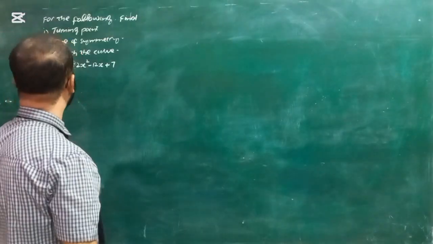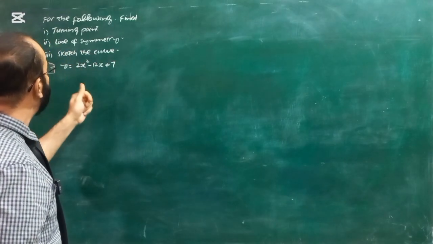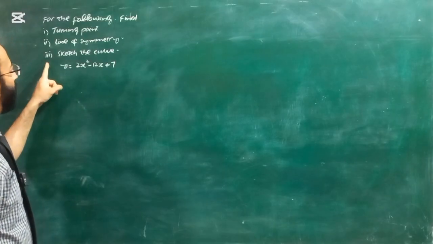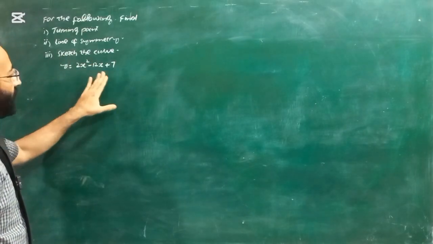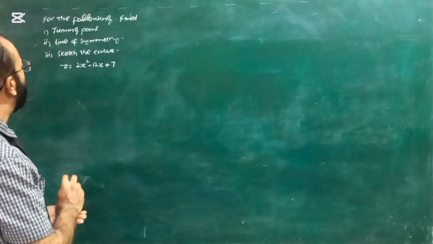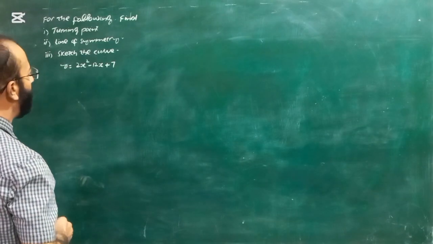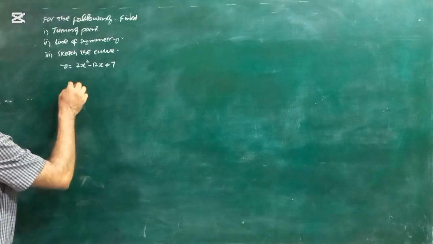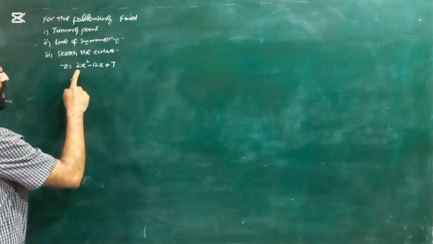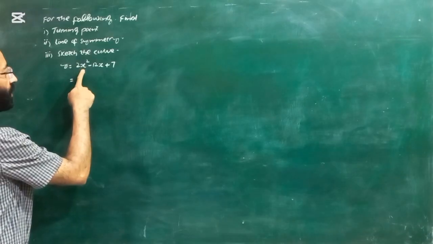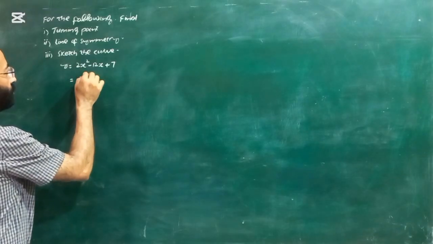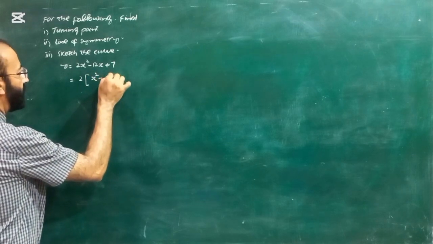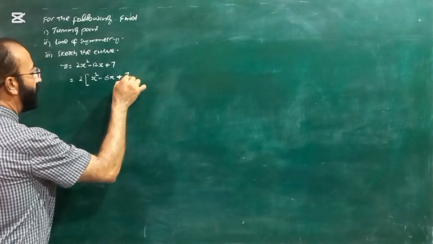So here is a question for the following: find the turning point. Second part is the line of symmetry, and third part is sketch the curve for this quadratic equation. So look now, first we have to follow the method, that is completing the square for the equation. The first step will be to make the coefficient of x² become 1. So we will take 2 common. The remainder inside the bracket will be x² - 6x + 7/2.